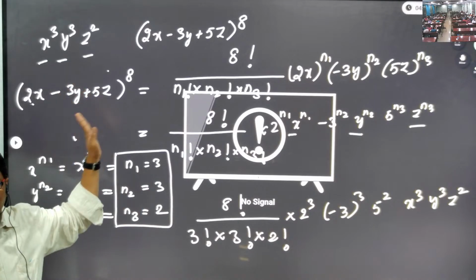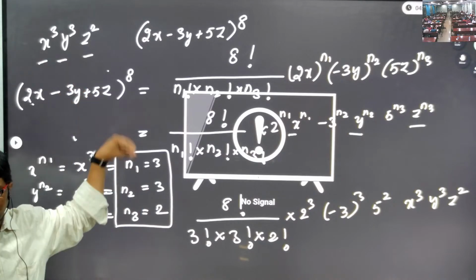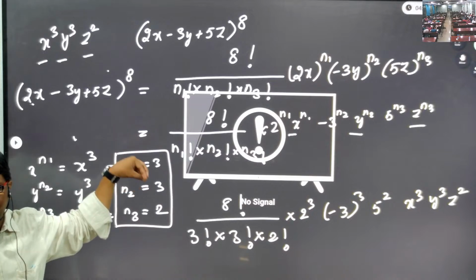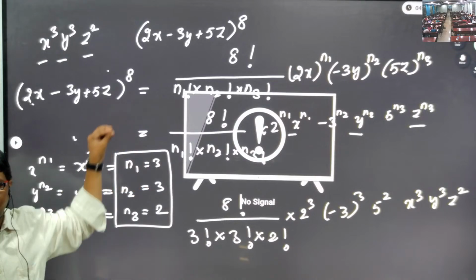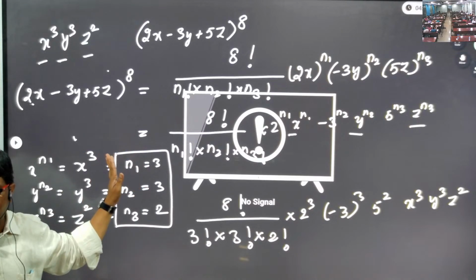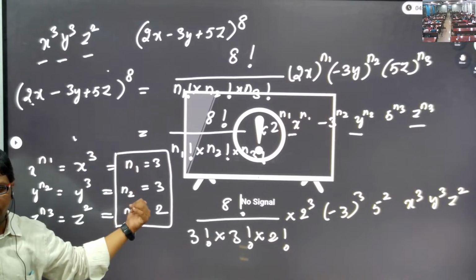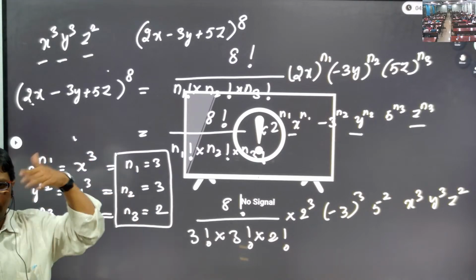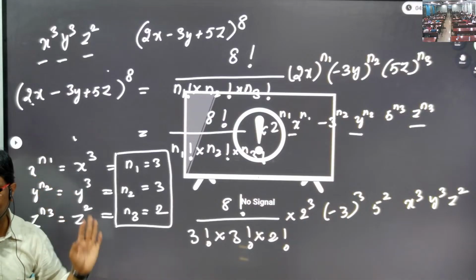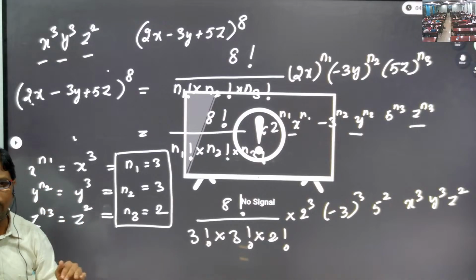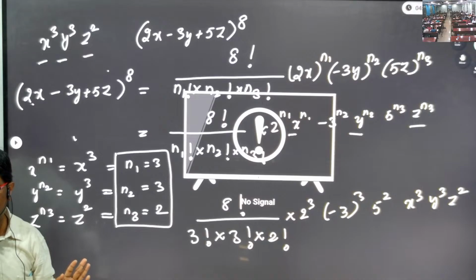Clear? Multinomial theorem problem, how you need to evaluate it, that is, how you need to execute or perform the operations. Clear? Multinomial theorem, clear or not? Is it into your brains or out of your brains? Out or in?